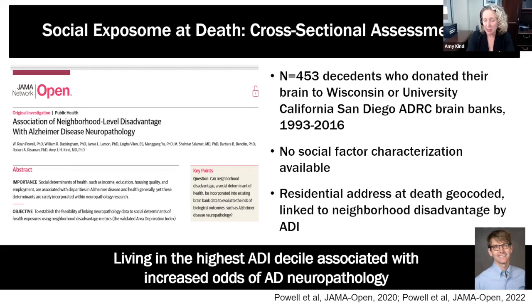This was powered as a feasibility study, but the association was so strong, we had a positive signal, even with this smaller feasibility study size. And what we found was that those individuals who were living in the highest ADI decile had a marked increased odds of AD neuropathology burden in almost a dose-dependent manner. So the higher level of ADI at the point of death, the higher the amount of amyloid plaques and tangles within the brain. This study was published in 2020, and since then, the ADI work in the brain health space has absolutely exploded. There are so many wonderful studies moving forward, and it's just really great to see.